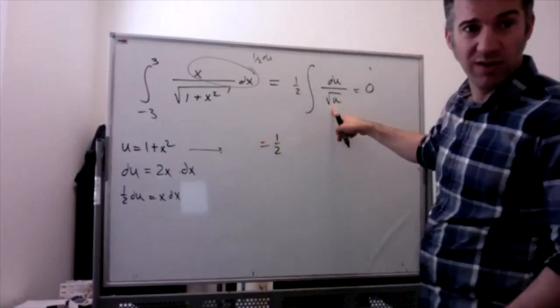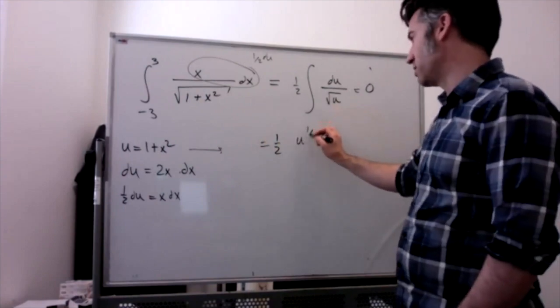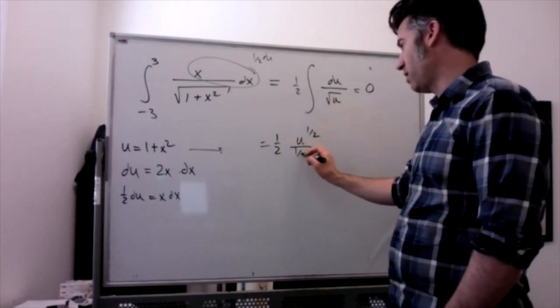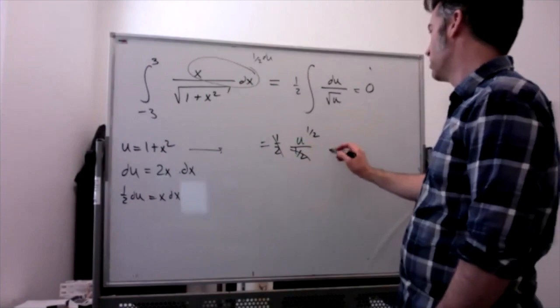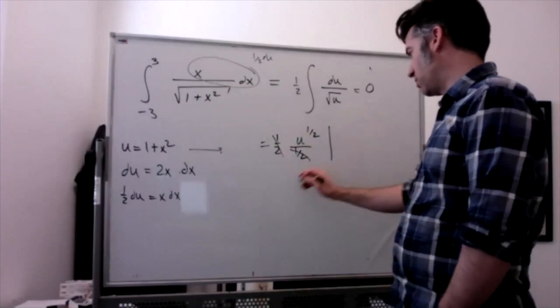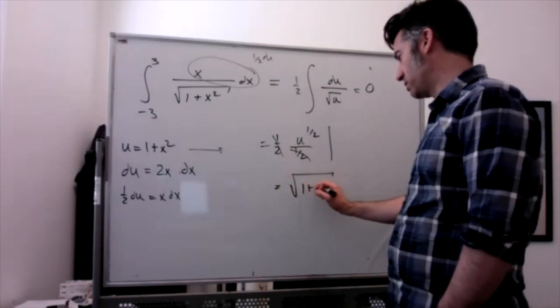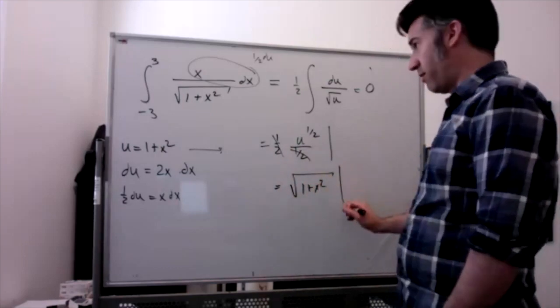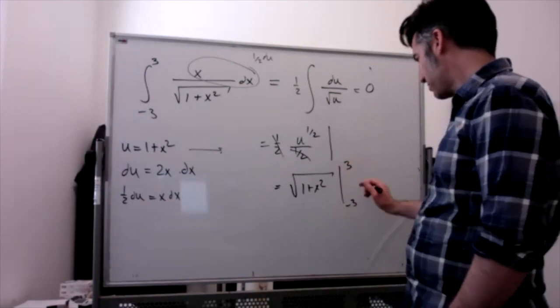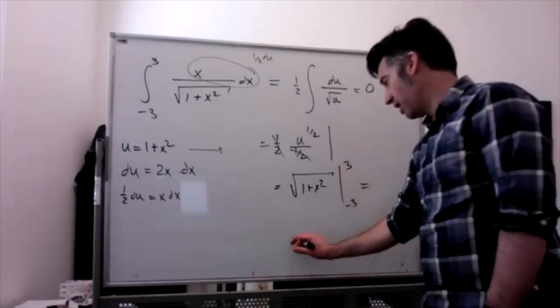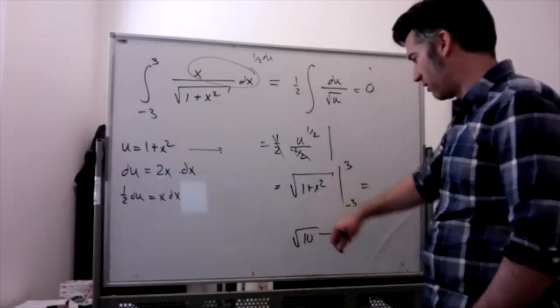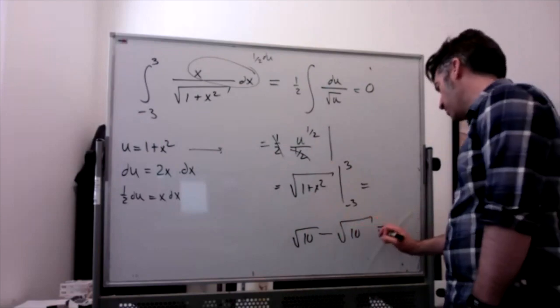The integral of u to the -1/2 is u to the +1/2 divided by 1/2. The 1/2s cancel. So then we plug back in and you get u, which is the square root of 1 plus x squared from x equals -3 to 3. And then you plug in the 3 and you get the square root of 10, and you plug in the -3 and you get the square root of 10, and you get 0.